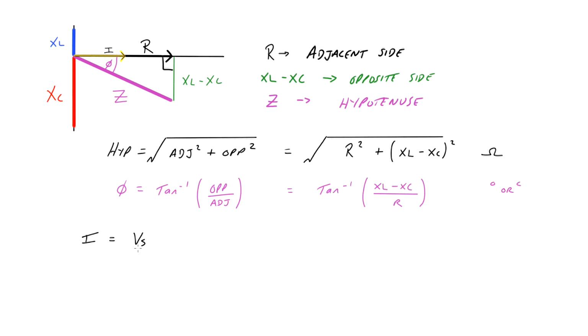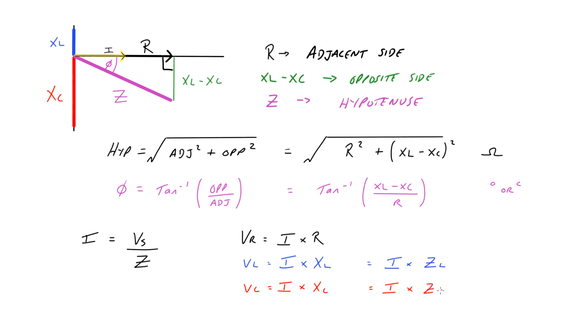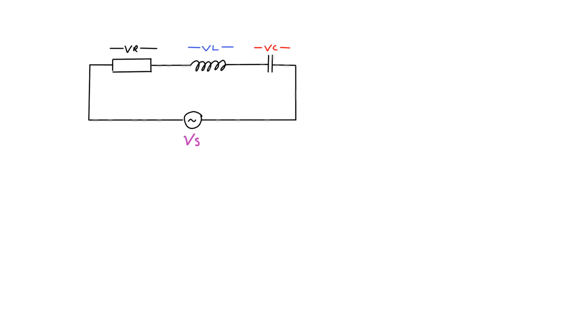The current is voltage divided by impedance, which is Ohm's law. Voltage across the resistor is the current times the resistance. The voltage across the inductor is the current times the inductive reactance, or you could call it the inductive impedance. And the voltage across the capacitor is the current times the capacitive reactance, or you could call it the capacitive impedance. So we'll do an example.